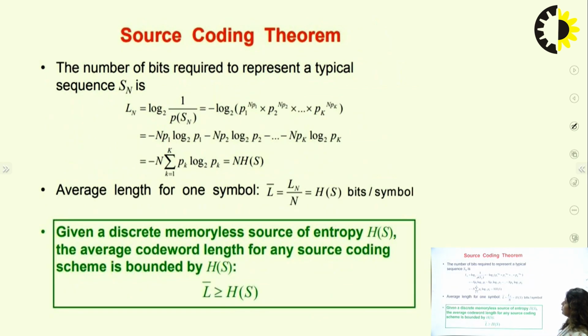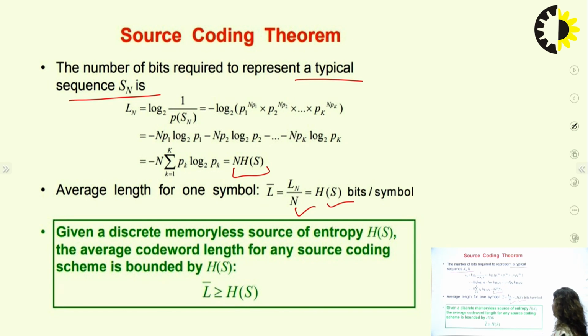Next we have the source coding theorem. The number of bits required to represent a typical sequence Sn is given by the source coding theorem. Here we define our average length Ln equal to log 1 upon P(Sn). With this we come to a formula: n times H(S), or the average length per symbol, L bar, equal to Ln upon capital N, which is equal to the entropy of a source.